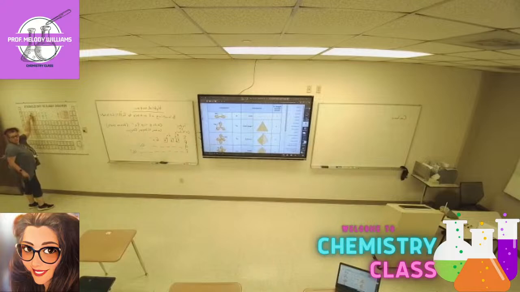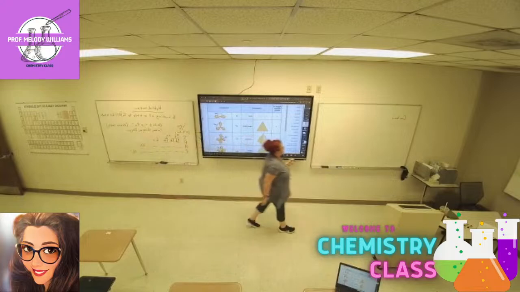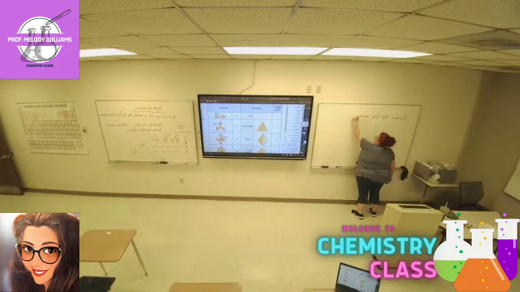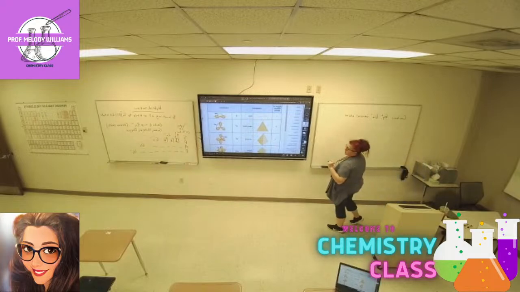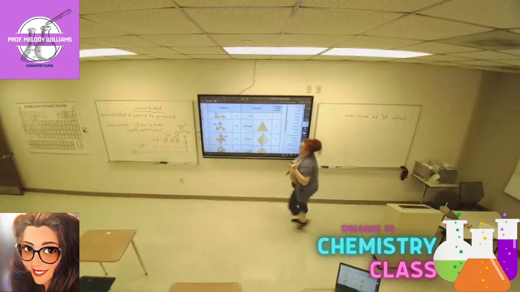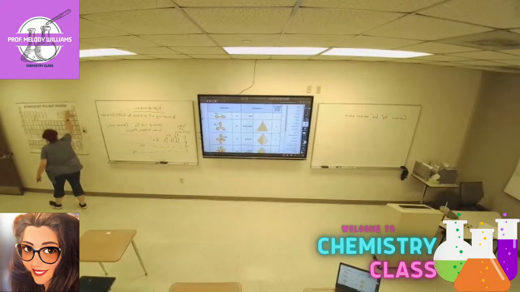That's 6. So that means it has 6 protons and 6 electrons if it's neutral. So carbon has 6 protons, 6 electrons in a neutral atom. Okay? So if I were to try to figure out where all of those electrons would be, I would have to start at the beginning and move across.